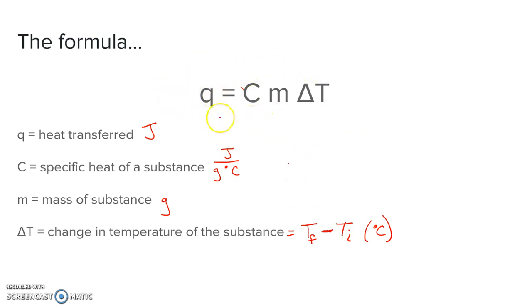You can calculate any of these variables as long as you know the other three, but for now we need to look at Q in joules, specific heat, which is joules per gram degree Celsius, mass in grams, and temperature change in degrees Celsius. So make sure you know that formula, make sure you know what units all the variables are, and come to class with your calculator prepared to do this exact calculation.